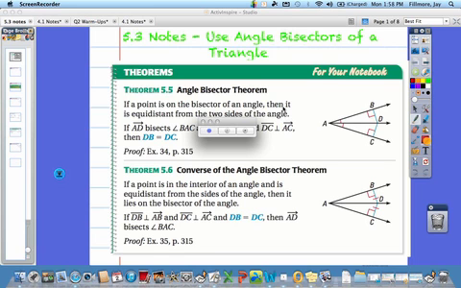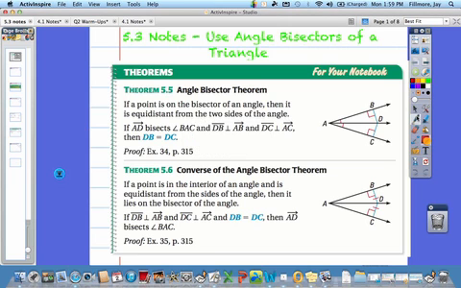Ladies and gentlemen, today we are talking about section 5.3, and that involves using angle bisectors, specifically angle bisectors of a triangle. Before we talk about the theorems, we're going to start with the definition of an angle bisector, which is a review. We talked about that way back in Unit 1, towards the beginning of the school year, which says that an angle bisector is a ray that divides an angle into two congruent halves.